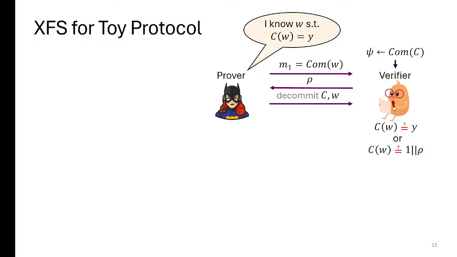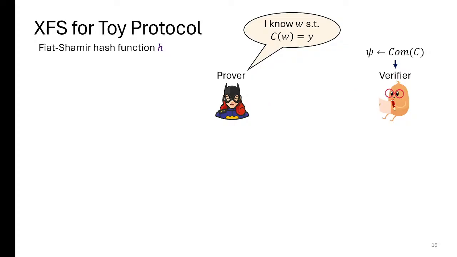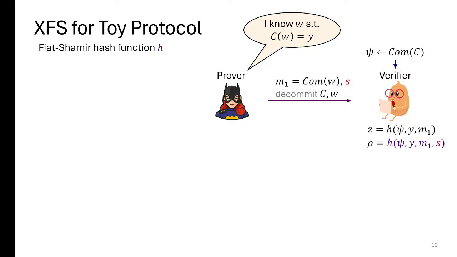So let's see what happens with XFS in the toy problem. So this is, again, the toy problem. And we have the Fiat-Shamir hash function. Now we're going to do XFS. So the prover has to send in M1 and the solution. And also this is M2, the decommitment. The verifier is going to compute Z, compute rho, just like I said before. And now it checks, this is the check that I did before, right? This was the sort of honest check, and this was the trapdoor. And it also checks the proof of work.